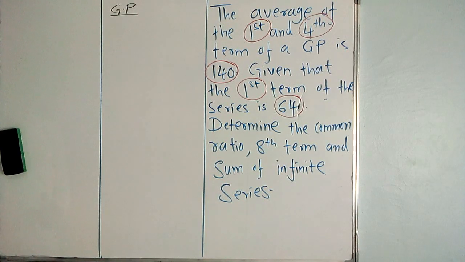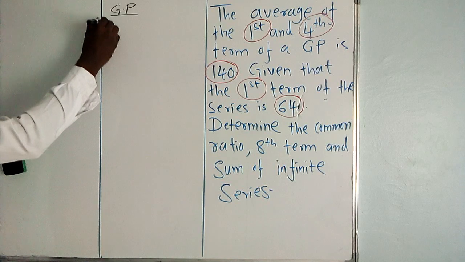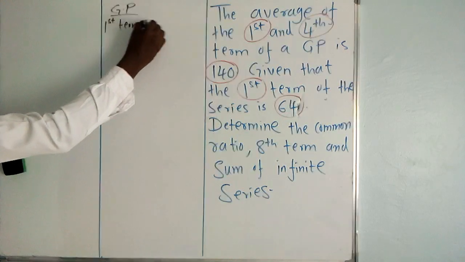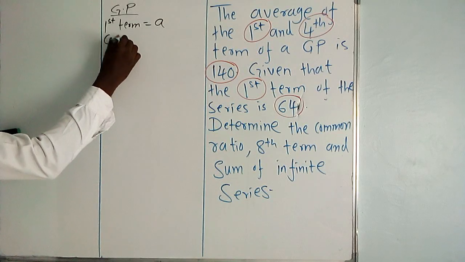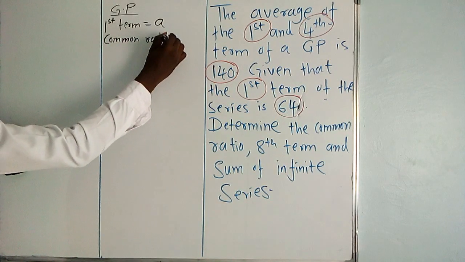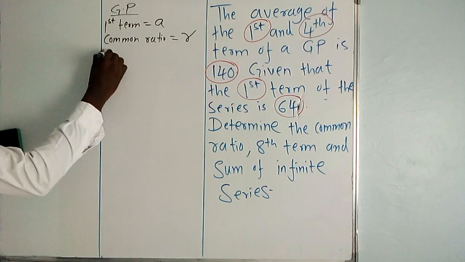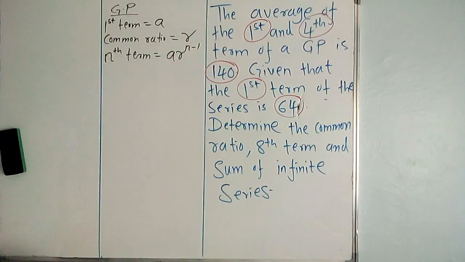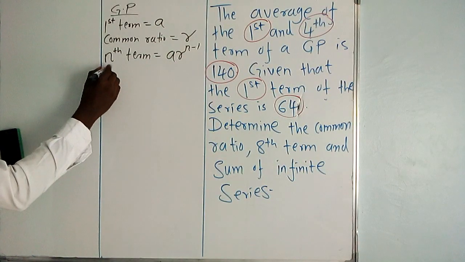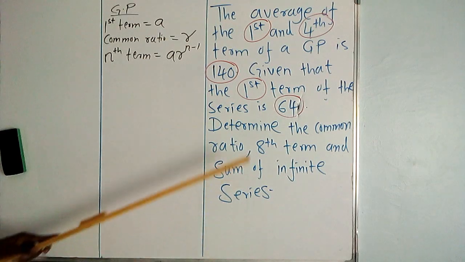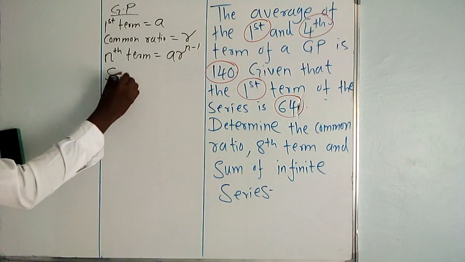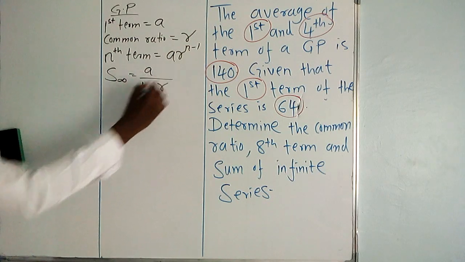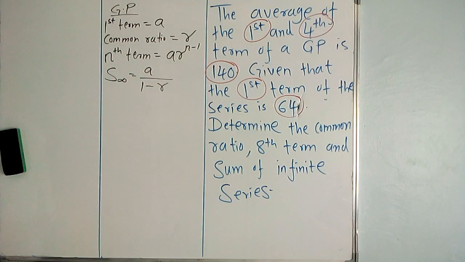So in a geometric progression, the first term is denoted by A, and the common ratio is denoted by R. The nth term of a GP is given by AR raised to power n minus 1, isn't it? Then the sum, because we need the sum of the infinite series, is given by A over 1 minus R, and that infinite series comes from the binomial series, isn't it? So from there, we go back to the equation and substitute what is given.